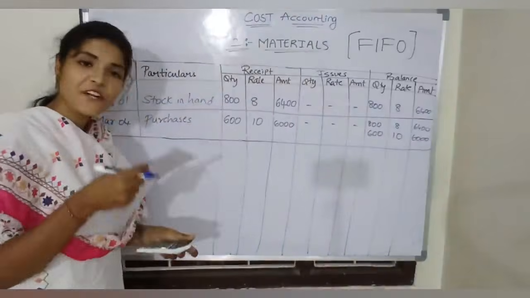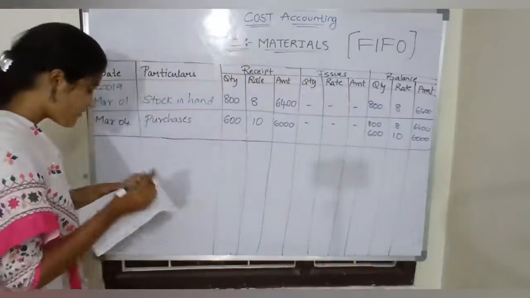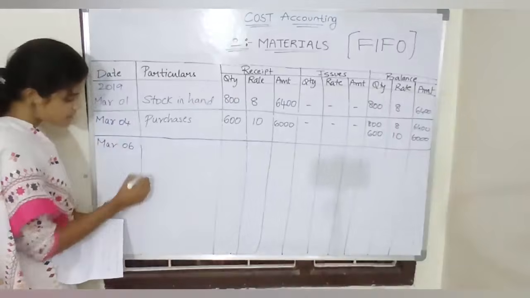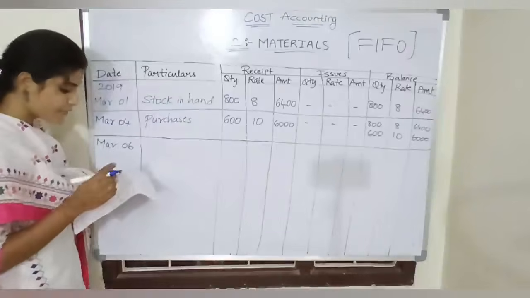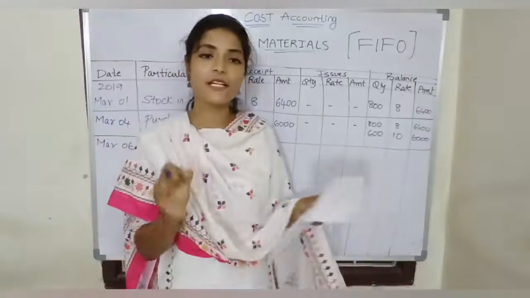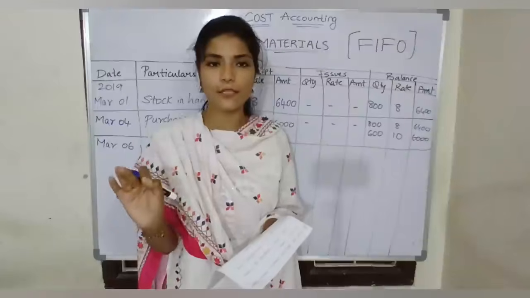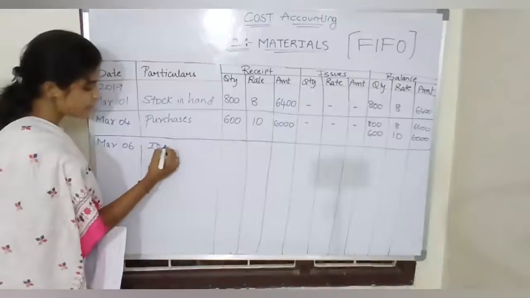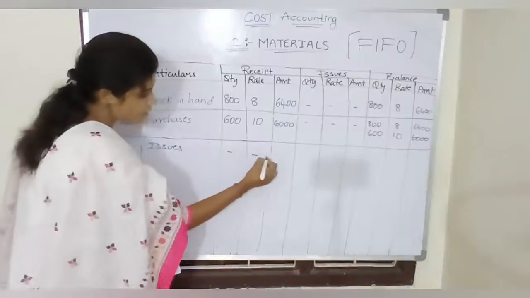So after March 4th, what date we are having? March 6th we are having. So after 4th March, 6th will come. Whether it is a purchase or issues? Issues. So as I have said, for issues they will not give rate, only they will give units. As it is the issues, here I am writing issues. In receipts column it is nil.